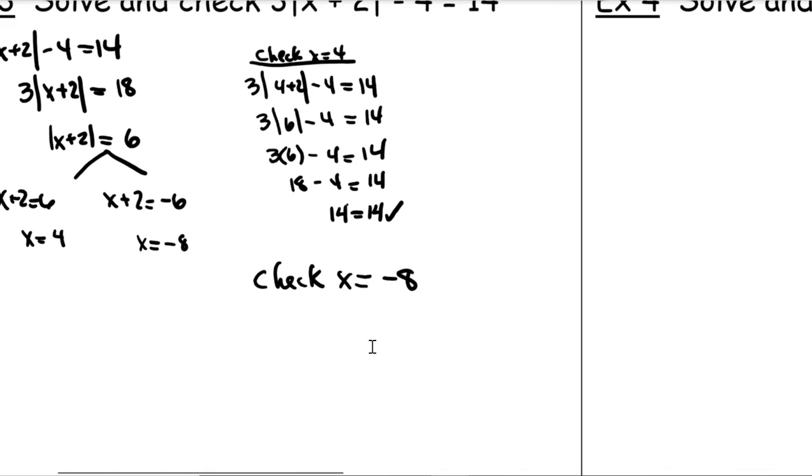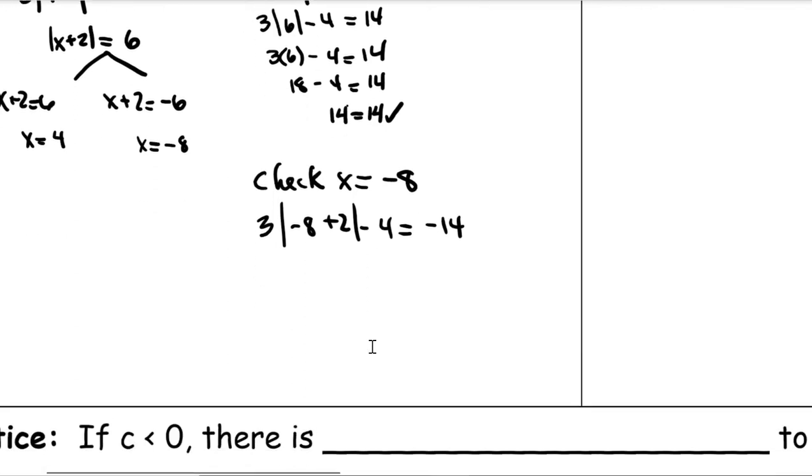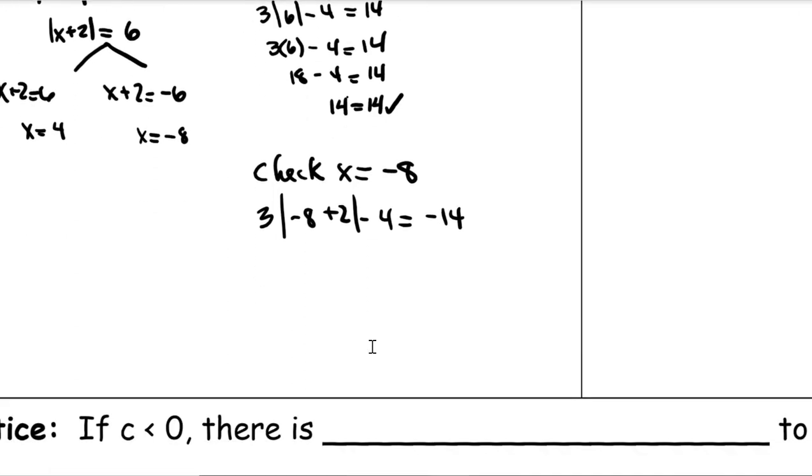So again, we're going to have 3 times, and in the absolute value, in x's place, we're going to plug in negative 8. So we're going to have negative 8, and then plus 2, and then minus 4. And again, we want to see, does that equal 14? When we get all that combined, do the arithmetic on the left side, do we get 14?